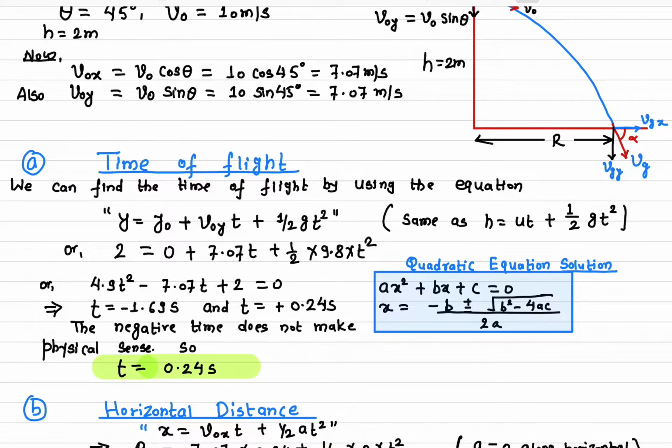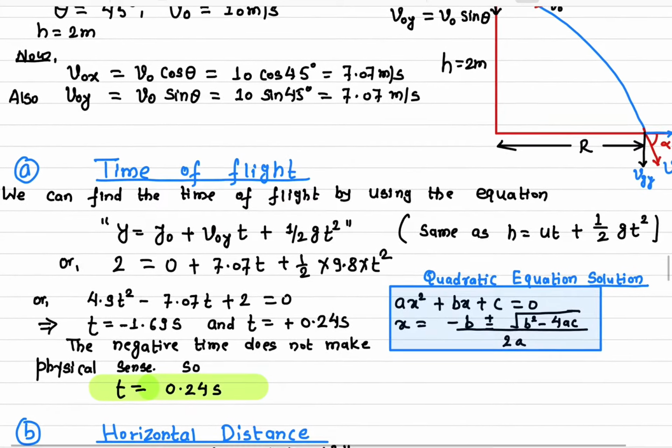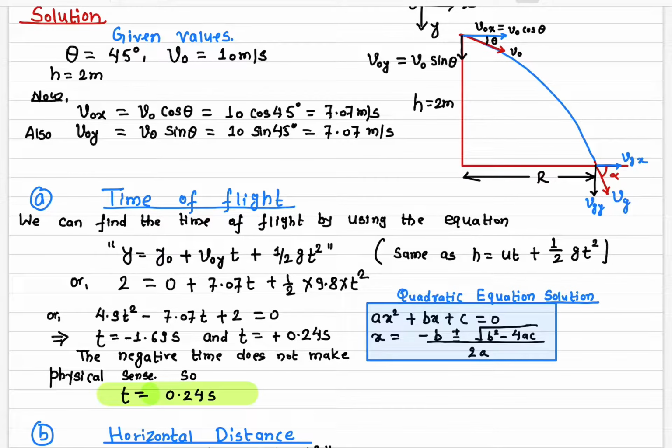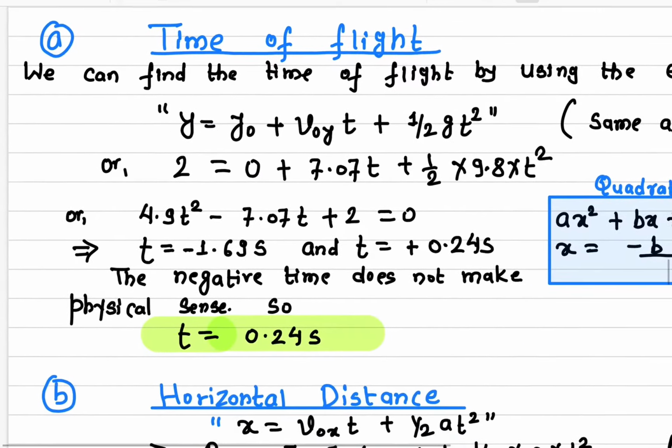Now let's find out the time of flight. What does this mean, the time of flight? It is the time it remains in the air, or the time it takes to reach the ground from this point. When you throw the projectile, how long it takes to reach the ground is the time of flight. So we are now just taking the two independent equations, one along the x-axis and one along the y-axis.